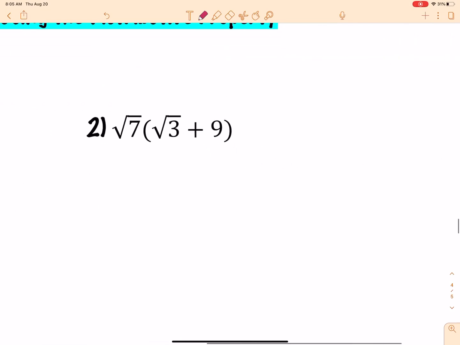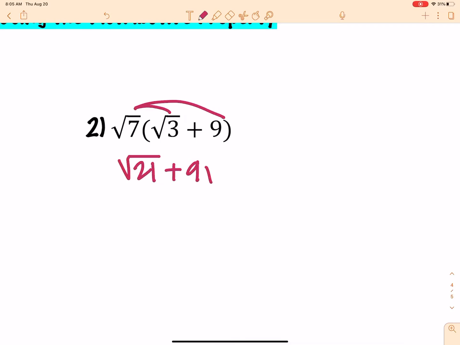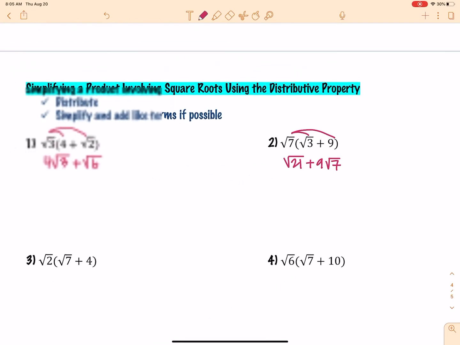Okay, I'll do number 2. Distribute, so square root of 21 plus 9 rad 7. Again, I can't do anything because they're not the same, or I can't even break it down. So if I do 21 is 3 and 7, there's no friends, I can't break it down. I know a lot of you guys want to, because 21 and 7 sound like you can factor something out. There's nothing to do here, so make sure you guys know that.